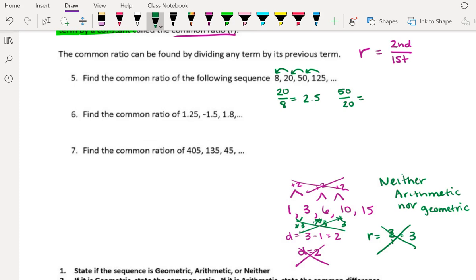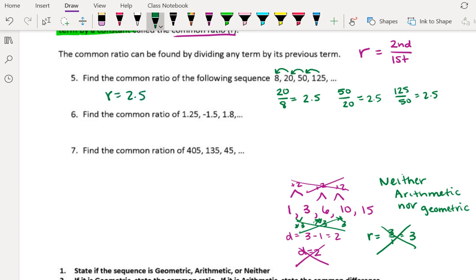And then the other one was 125 divided by 50. 125 divided by 50 is 2.5. So I do get the common ratio is 2.5.